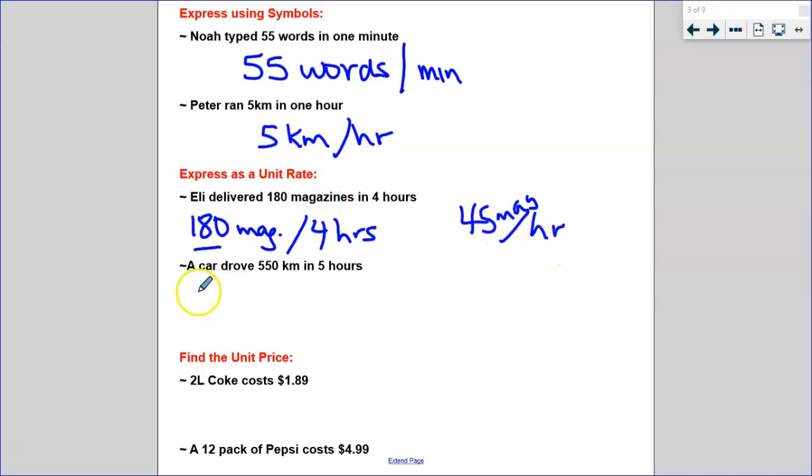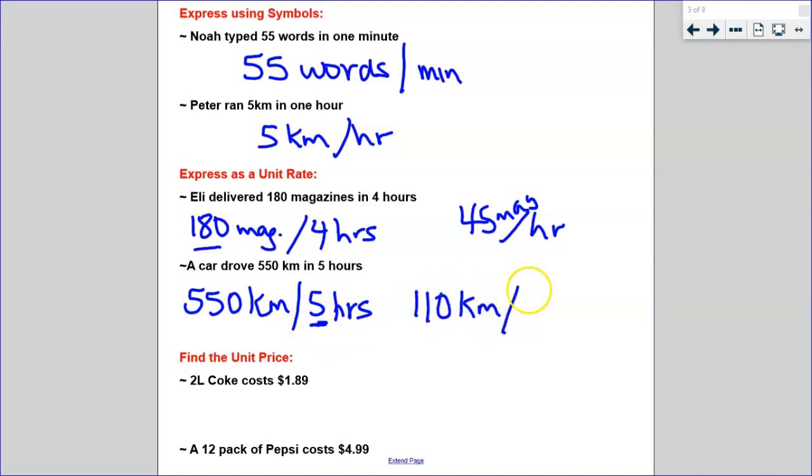A car drove 550 kilometers in 5 hours. Okay, again, we want this as a unit rate, so we're going to divide by 5, and we're going to get 110 kilometers per hour. All right, so as I said, unit rate, get it down to per 1, and we don't write the number 1 beside it because it's a given that this is 1.